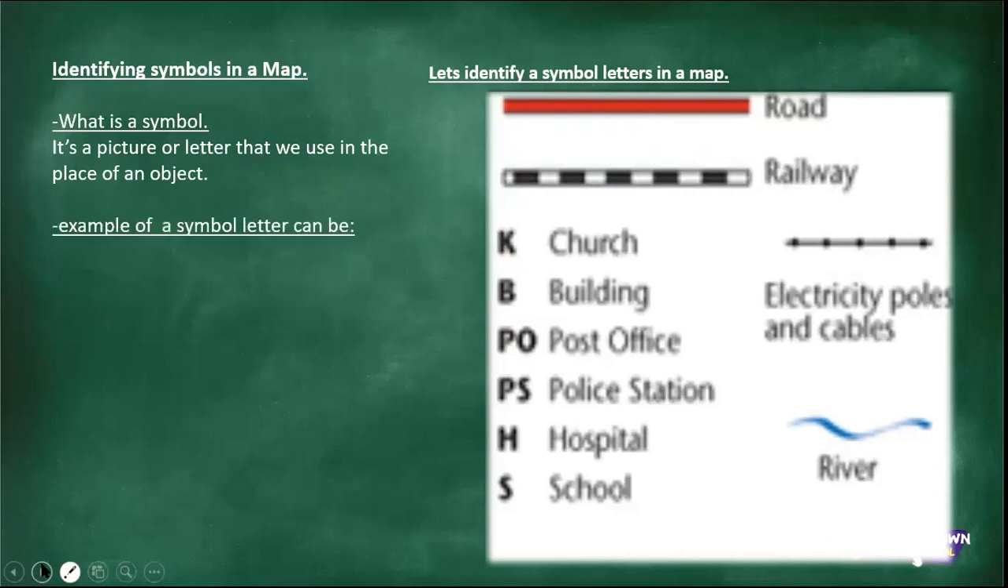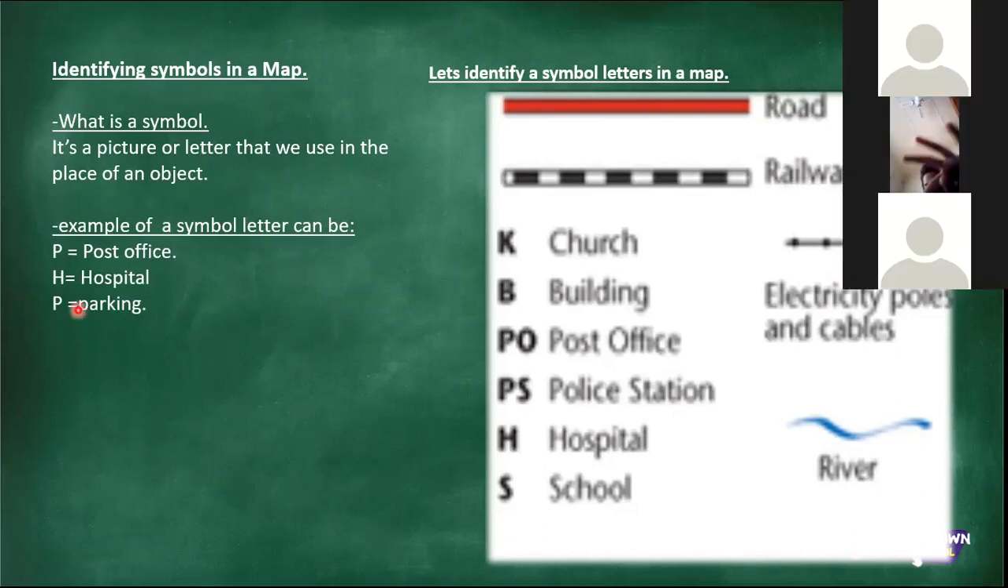As I was saying, I was telling you the example that the P stands for post office, and then the H stands for hospital, and then as for P, it's for parking. So these are the letters that we sometimes use in place of an object, okay?